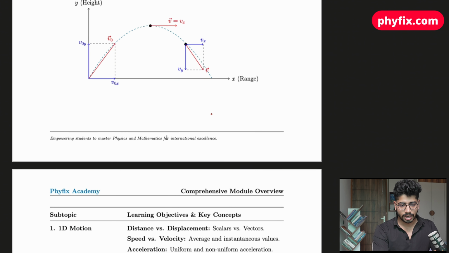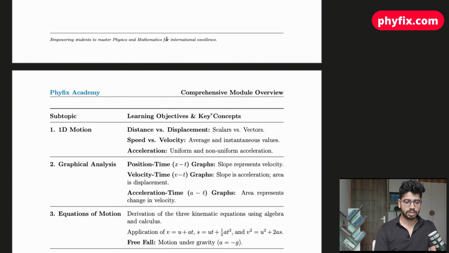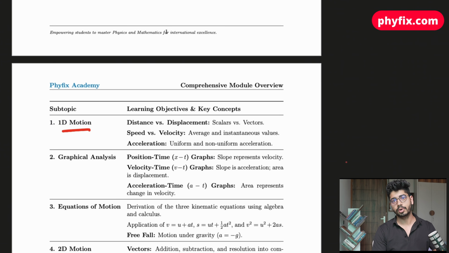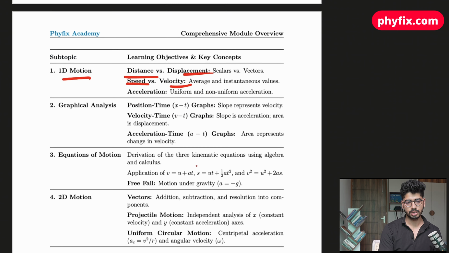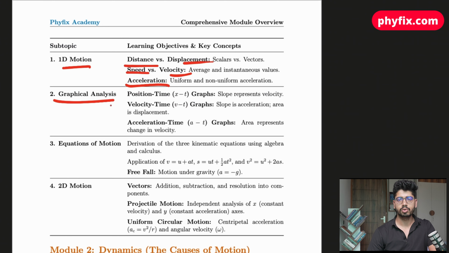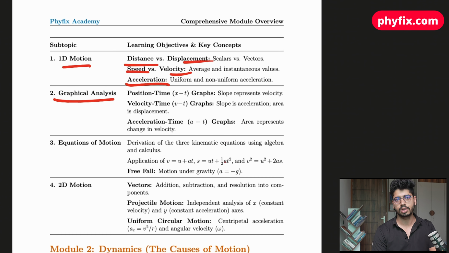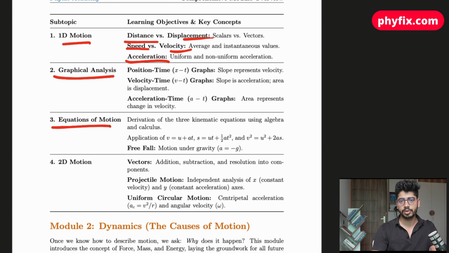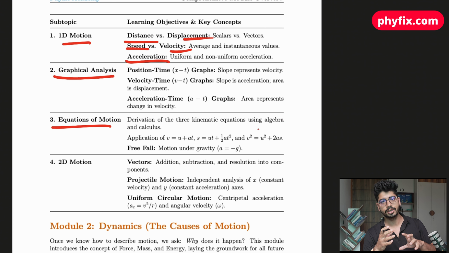In the kinematics, mostly we are going to discuss 1D motion. In 1D motion, the first topics are distance, displacement, speed, velocity, and acceleration. We are going to emphasize uniform and non-uniform motion. Then we are going to analyze the distance-time graph, velocity-time graph, and acceleration-time graph, going into depth. Then we have the equations of motion. We have the four equations of motion that we are going to study in more depth, and how to apply them.